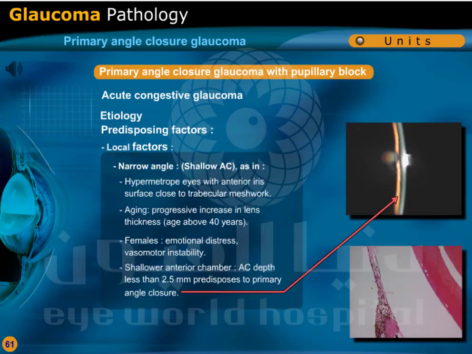Predisposing factors of acute congestive glaucoma. Local factors: narrow angle, shallow anterior chamber as in hypermetrope eyes with anterior iris surface close to trabecular meshwork. Aging: progressive increase in lens thickness, age above 40 years. Females: emotional distress and vasomotor instability. Shallower anterior chamber depth less than 2.5 mm predisposes to primary angle closure glaucoma.